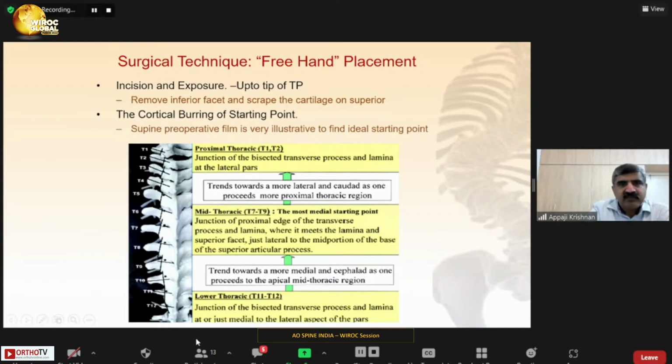At T1, T2, it's the junction between the bisected transverse process and the lamina. Then in the mid-thoracic, that is T7 to T9, it should be a more medial starting point, the junction between the proximal edge of the transverse process and the lamina, and where the lamina meets the superior facet. In the lower thoracic, T9, 10, T11, and 12, it's the junction between the bisected transverse process and the lamina, and slightly medially placed.